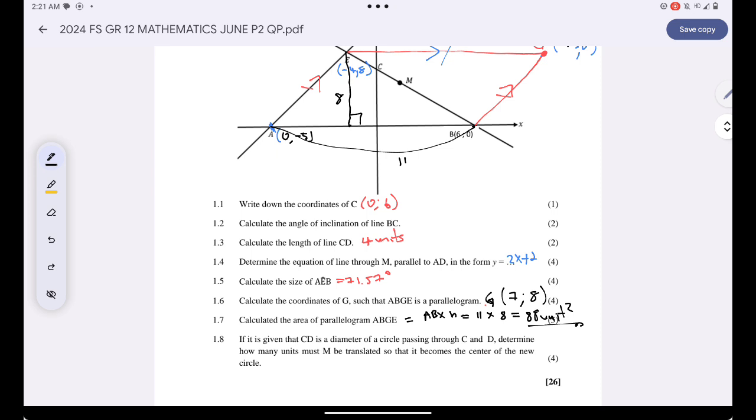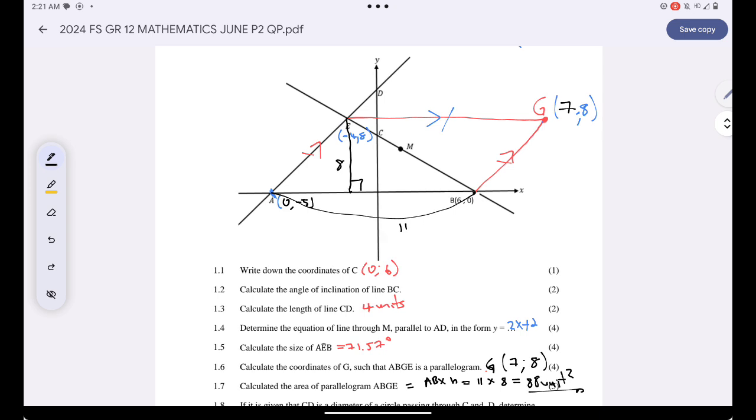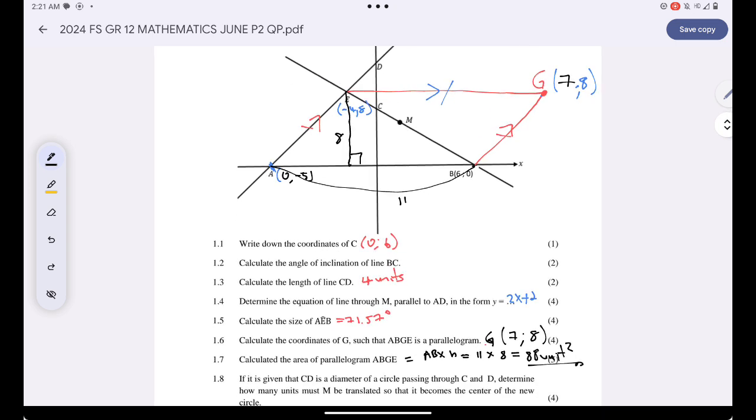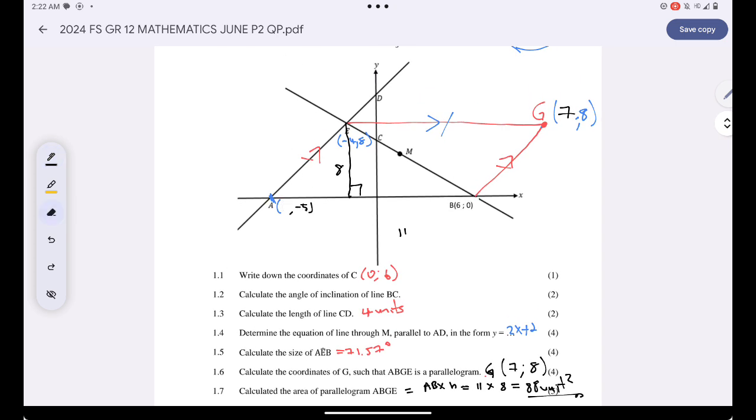Okay, it is given that CD is a diameter. CD, where is D? Okay, oh, there is CD. It is given that CD is the diameter of the circle passing through C and D. Determine how many units M must be translated so that it becomes the center of the circle. Okay, may I please erase here?